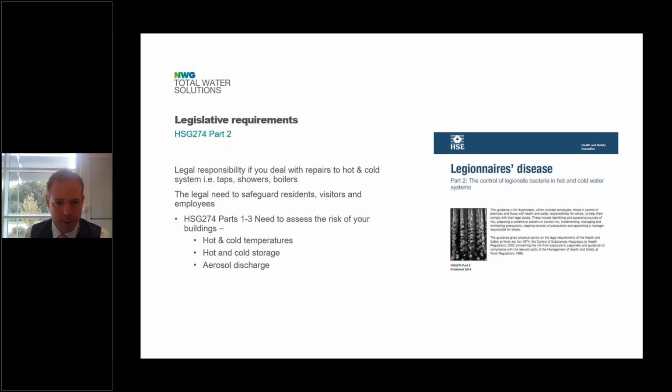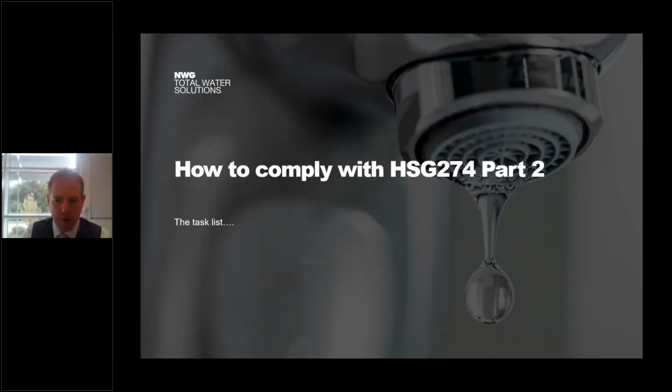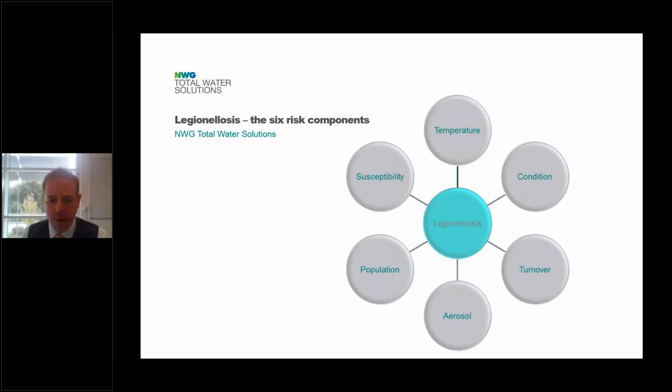So yeah, part 2 is the one that you need to download. If you haven't got it already, it's a free of charge download from hse.gov.uk. It talks about hot and cold water temperatures, hot and cold storage, and aerosol discharge. More of that later. HSG 274 Part 2 has quite a task list, which is one particular part which we'll look at today. However, I think we need to put that into context, specifically with regard to shower cleans, which is the kind of basis of today's webinar.